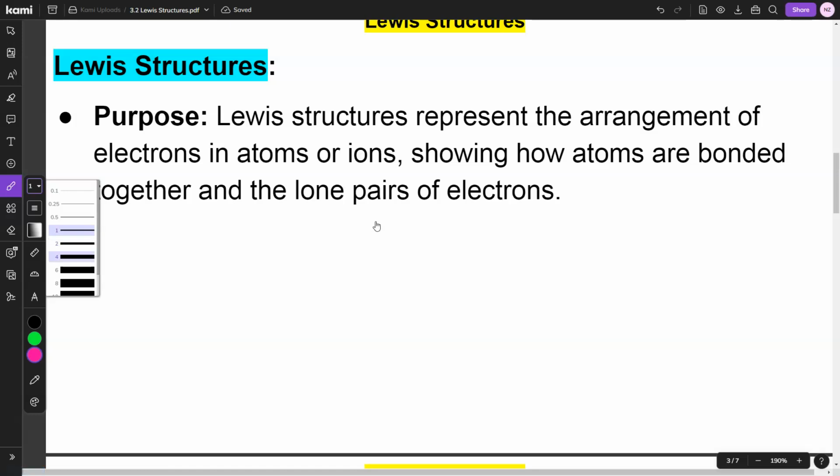So when we did this previously, we had an atom. So let's pick magnesium again. Magnesium has 2 valence electrons, so we're going to represent those with dots. That's it. That's how we drew Lewis structures previously. And now we're going to show how the electrons are transferred in an ionic bond.